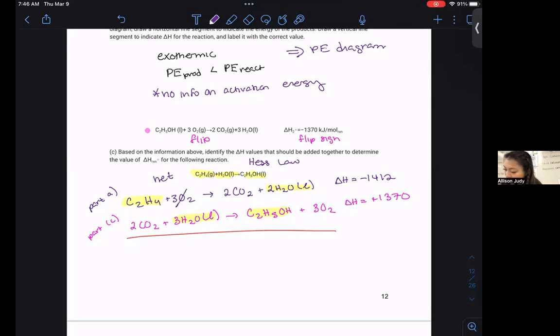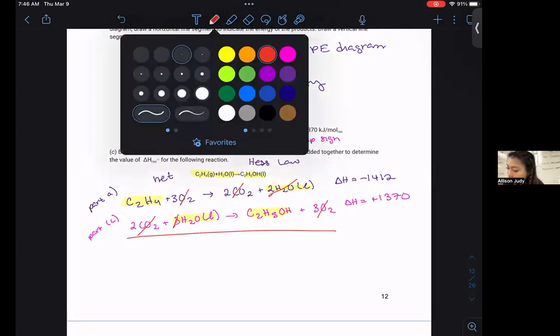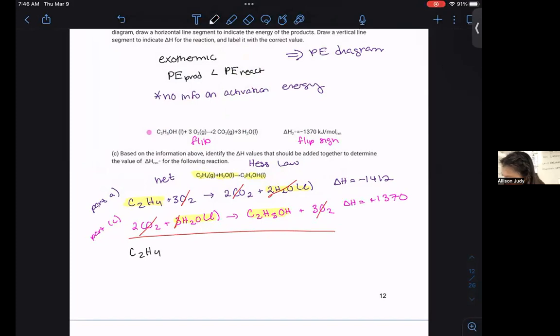My 3O2s cancel because they're found both on the reactant and product side when I sum these two reactions from part A and this part C. My 2CO2s also cancel, which is what I want because I don't want it in my overall net equation. And two of my H2Os cancel, leaving me with one H2O. And then what I get for the sum reaction is C2H4 plus one H2O liquid on the reactant side produces 1 molar of C2H5OH. And I did indeed produce my desired net equation.